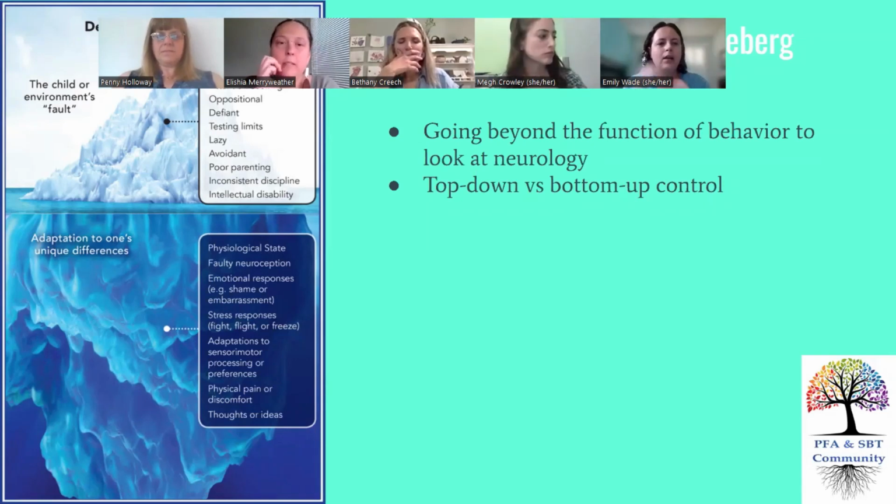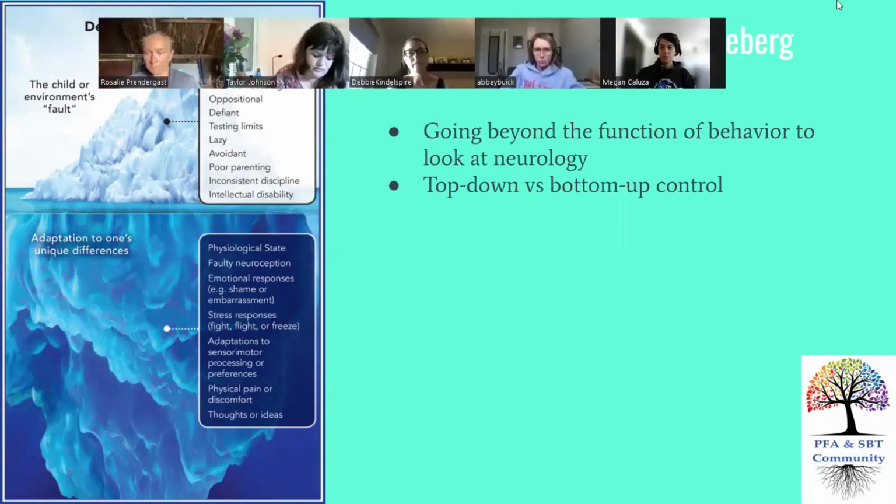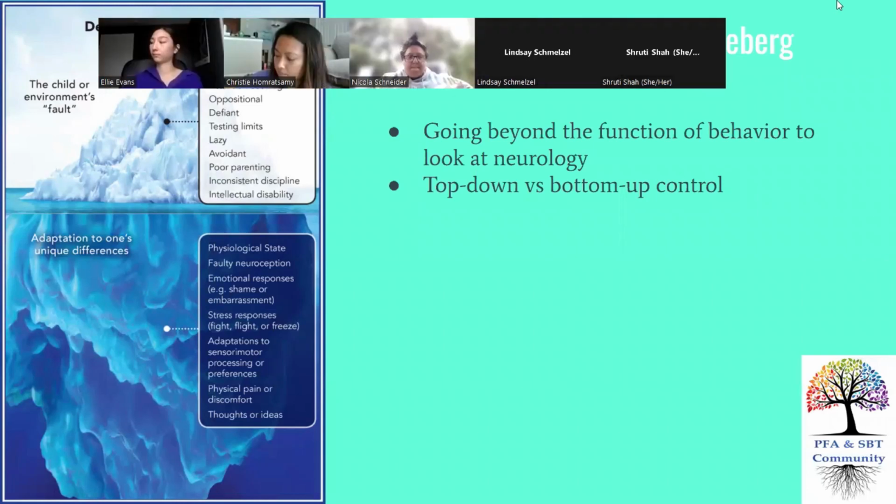And so what we're not seeing under the surface there is all of these things that are happening internally, and a lot of that interoception that Meg was talking about, but also our neurology. So our physiological states, our neuroception, our stress responses, emotional responses, adaptations to sensory motor processing or preferences, pain or discomfort, thoughts and ideas, right? All of these things are happening internally that we can't necessarily see or access, but they affect the behavior.